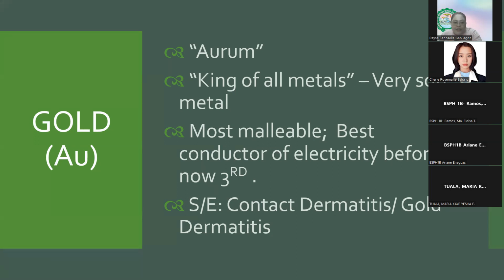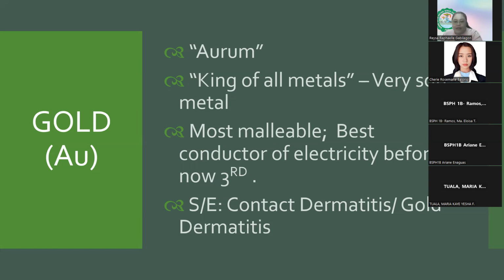So again, gold is the king of all metals. It's the king, but it's very soft. It's a very soft metal. That is why it's the most malleable among them. Madali siyang i-press, madali siyang i-hammer into thin sheets. So dati, this is our best conductor of electricity, but now it has become the third na lang. Okay? And then, since gold is very expensive, you cannot really see electrical wirings na gold ang ginamit. Pero pwede naman if you want to.